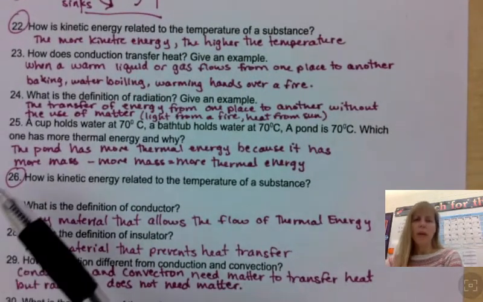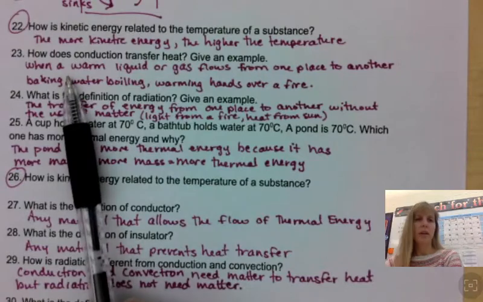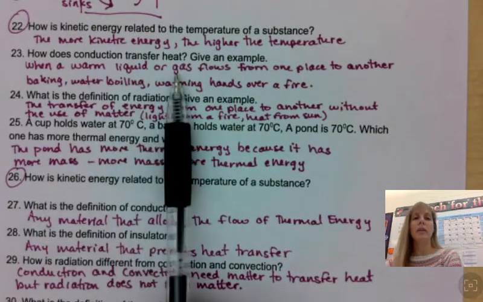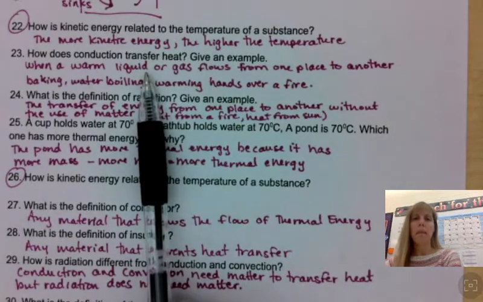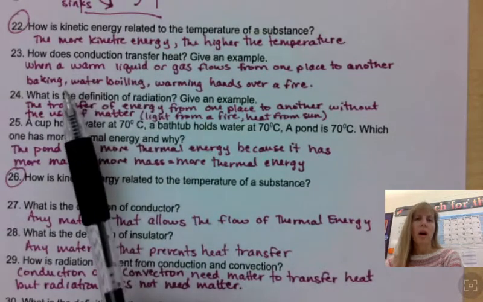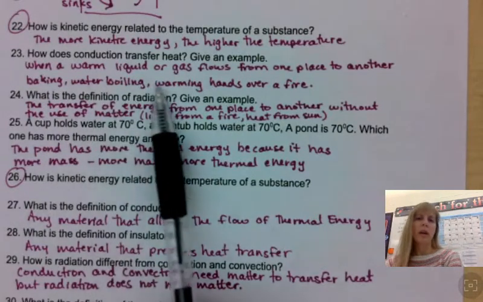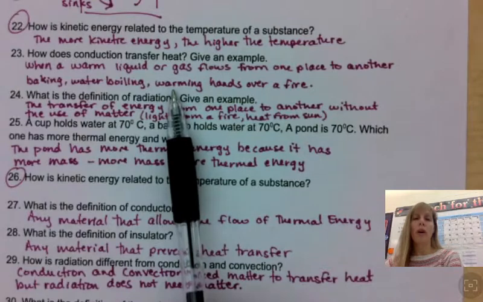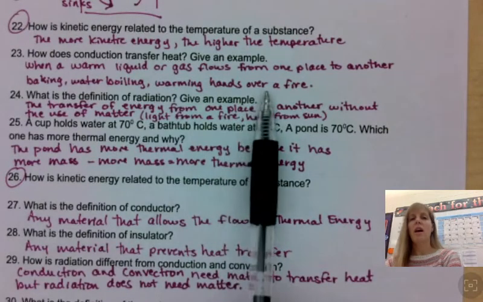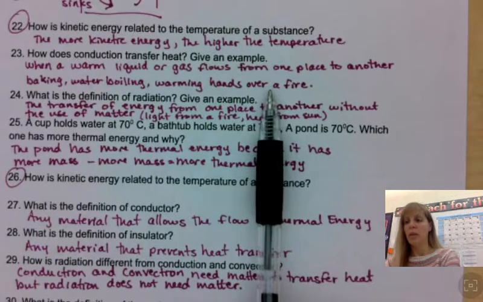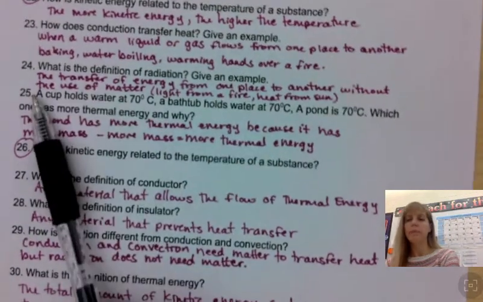Number 23, how does conduction transfer heat? And give an example. So conduction transfers heat when a warm liquid or gas would be a fluid, right? From one place to another. And some examples, baking, like in an oven, water boiling, warming your hands over a fire, not next to a fire, but over a fire, because over the fire has the rising gases. If it was next to a fire, it would be radiant energy because the heat from the light is warming hands, right? So the hands have to be over.